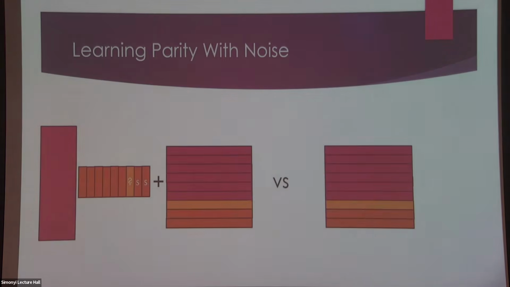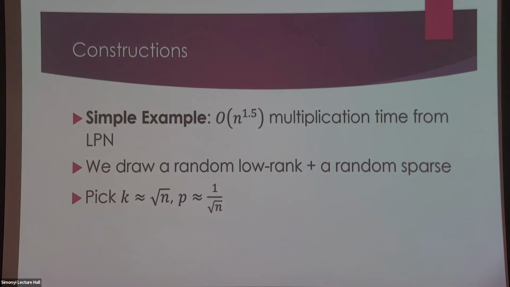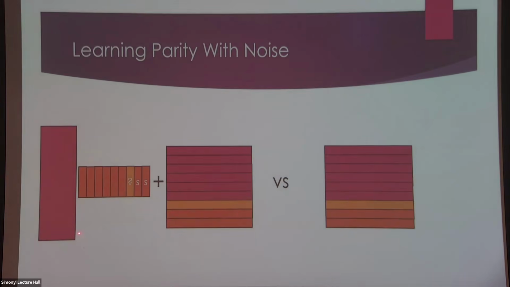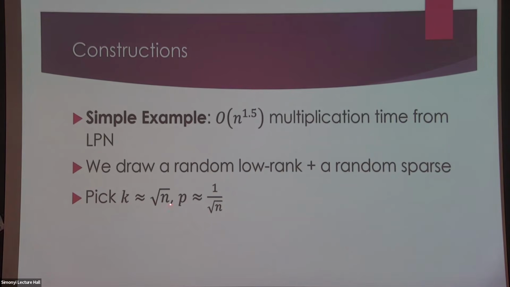So what do I get from it? I get that as long as LPN is hard for K and P, then distinguishing a random rank K matrix plus a random sparsity P matrix from a fully uniform matrix is hard. If I pick K being root n and P being 1 over root n, so the number of non-zero entries would be roughly root n in every row, then LPN in the parameter range that we mentioned should be hard, meaning that distinguishing a random matrix of rank root n plus a random matrix of sparsity root n from a uniform matrix should also be hard.